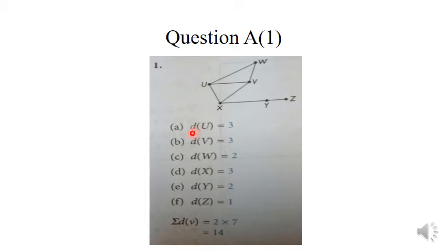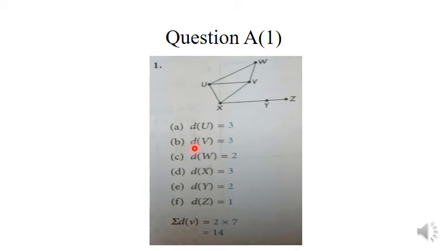A. Find the degree of vertex U. Focus on vertex U. Count how many edges or how many degrees. U, W, 1 each. U, V, 2 edges. U, X, 3 edges. So, there are 3 edges from vertex U. That means the degree of vertex U is 3.